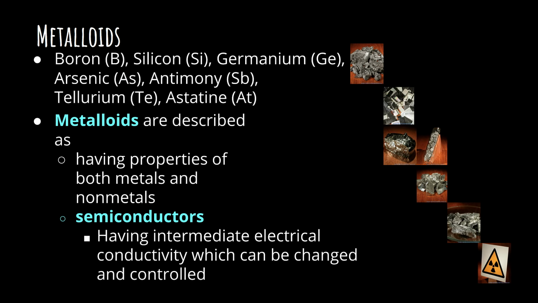The metalloids are interesting because they have properties of both metals and nonmetals. One use or property that metalloids have is they're semiconductors. So that means they have an intermediate electrical conductivity that you can change and control. So they have a lot of use in electronic devices. The metalloids, like we said, border the stair step, and we'll talk about how you can remember what those are just by looking at the classroom periodic table or looking at a periodic table. But the metalloids are boron, silicon, germanium, arsenic, antimony, tellurium, and astatine. So those are the metalloids, and we'll have to make sure that we know those and can identify those.